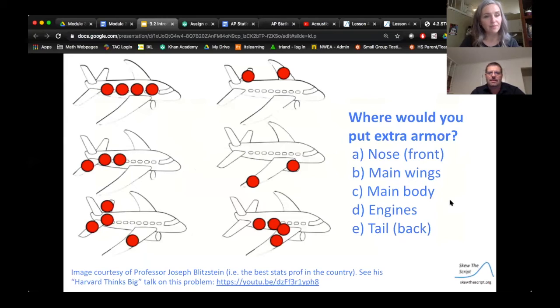So, Mr. Bobby, where are we putting that extra armor? Well, according to him, we were going to put it on the nose because none of these planes got shot there. So if all of our data is the ones that survived, we're assuming since none of them got shot in the nose, that if you get shot in the nose, you go down. And in this case, it might make sense because where does the pilot sit?